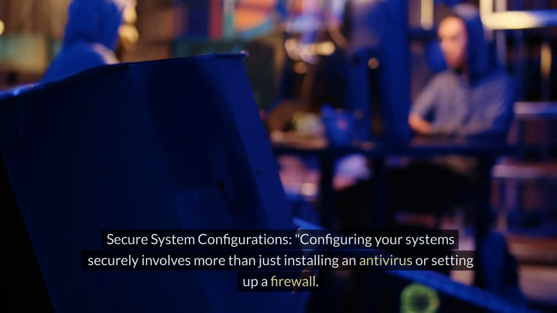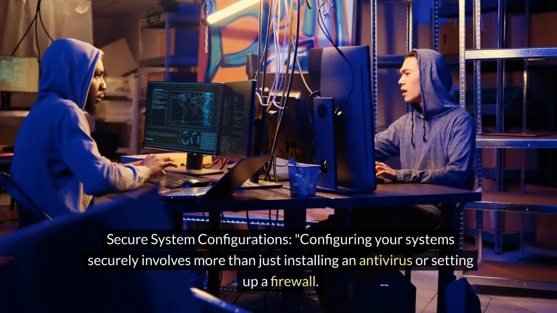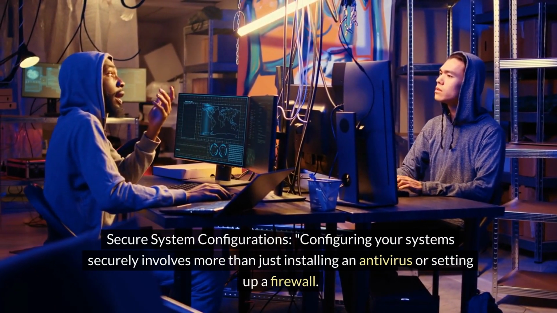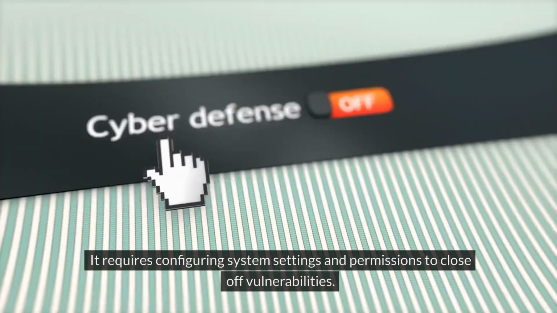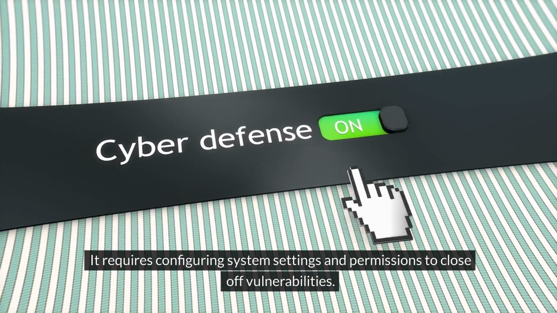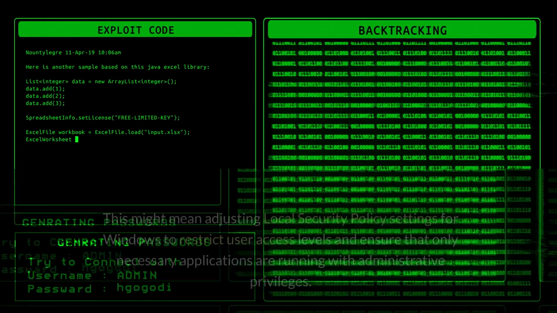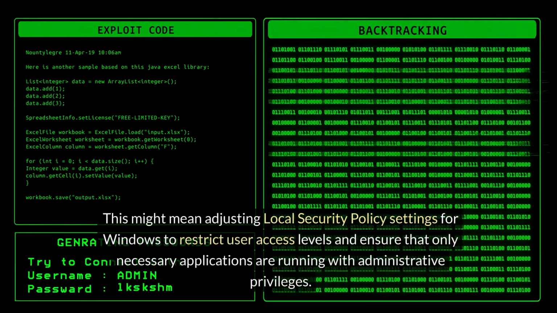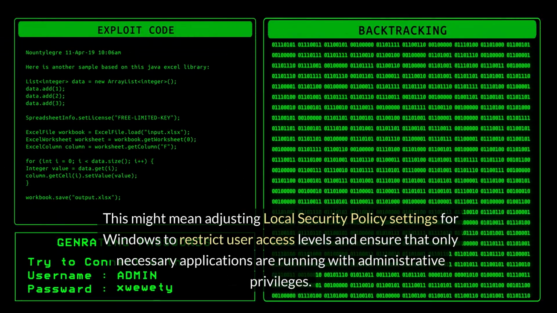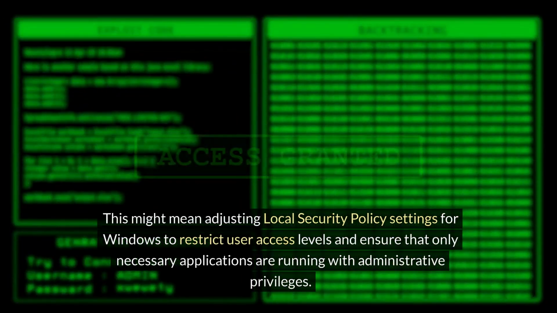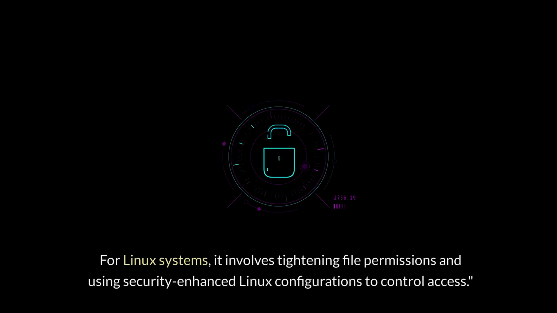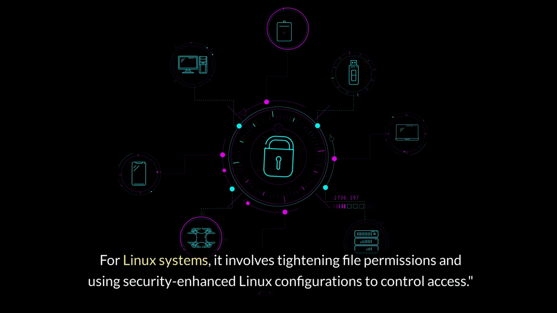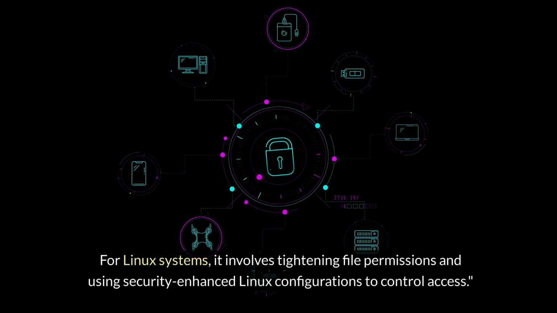2. Secure system configurations. Configuring your systems securely involves more than just installing an antivirus or setting up a firewall. It requires configuring system settings and permissions to close off vulnerabilities. This might mean adjusting local security policy settings for Windows to restrict user access levels and ensure that only necessary applications are running with administrative privileges. For Linux systems, it involves tightening file permissions and using Security-Enhanced Linux configurations to control access.